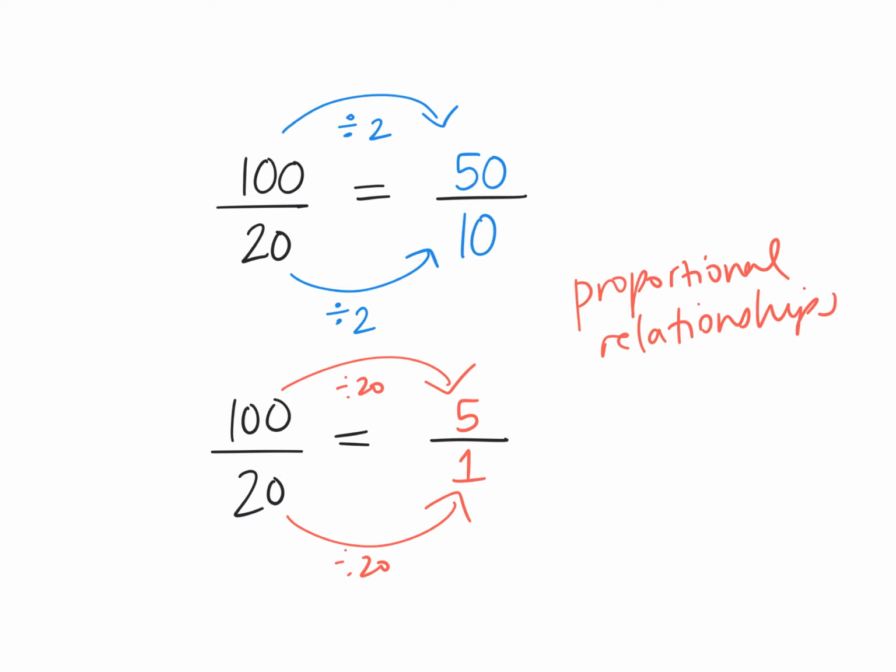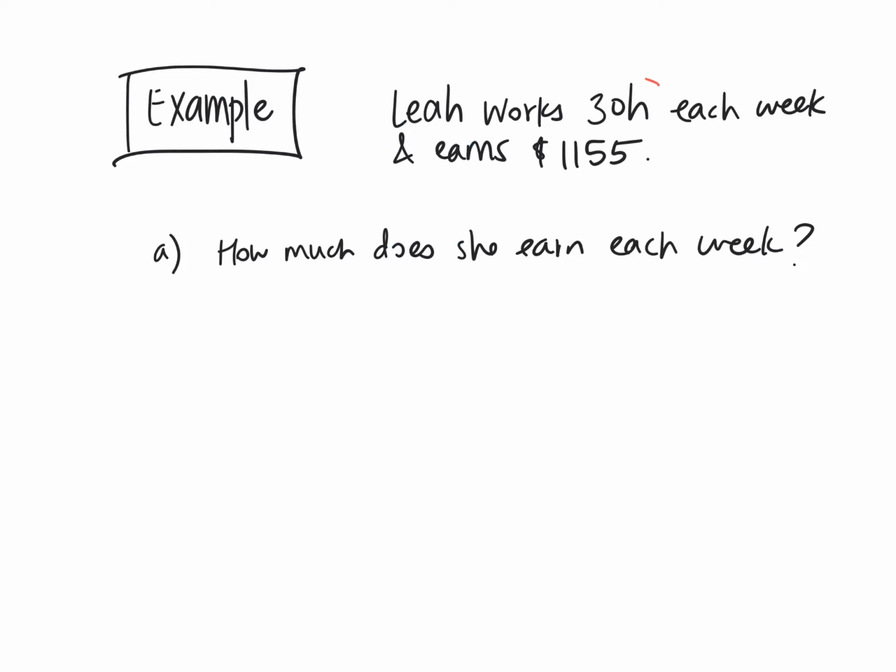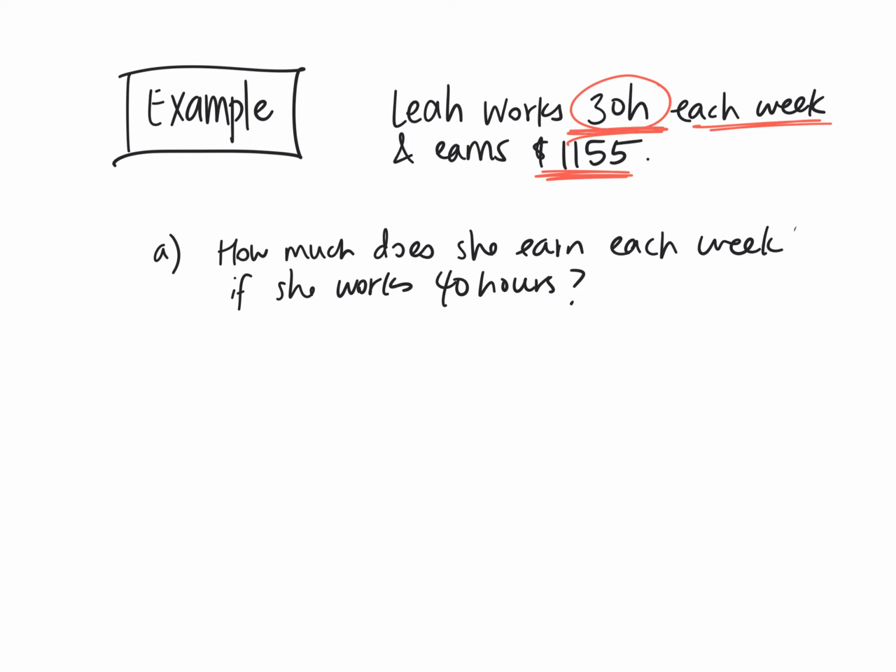Okay? Okay, so Leah's working 30 hours in a week and she earns $1,155. So we want to find, if in a week she's working 30 hours and she's making $1,155, if all of a sudden she works for 40 hours that week, we have to figure out how much she made. We know how much she made in 30 hours, but we have to figure out how much she earned in 40 hours.